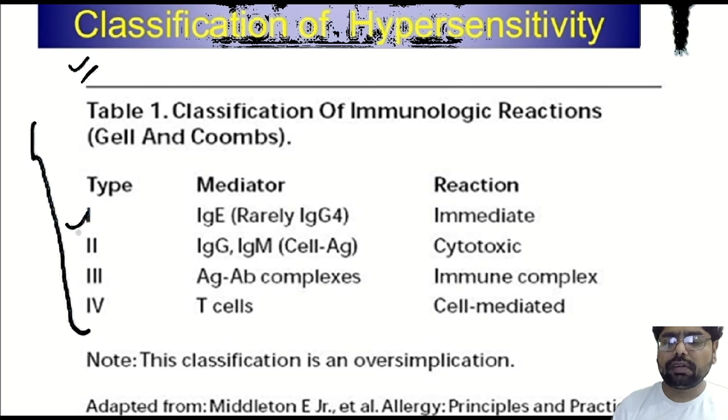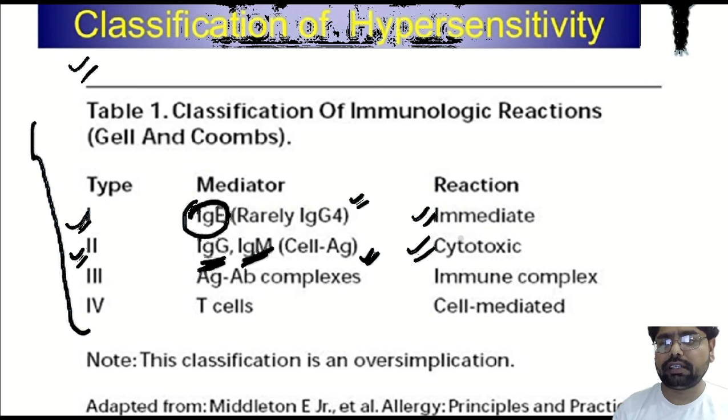Type 1 hypersensitivity is mainly mediated by the IgE antibody and rarely by IgG4, and this reaction is a type of immediate reaction. It is very quick in nature. Type 2 hypersensitivity reaction is mediated by the IgG and IgM antibodies. These are mainly directed against cell antigens, and these are cytotoxic in nature.